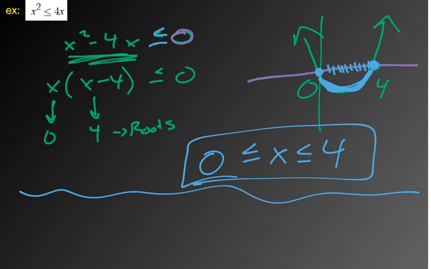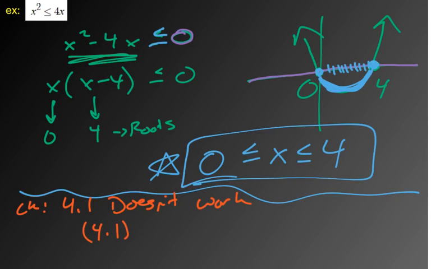So just to see that that really is the right region, let's check that 4.1 doesn't work, because it's not in the correct region. So 4.1 squared minus 4 times 4.1. This equals, I'm going to use a calculator.